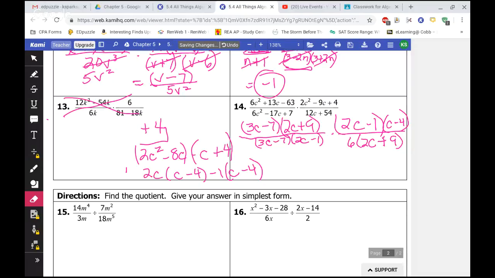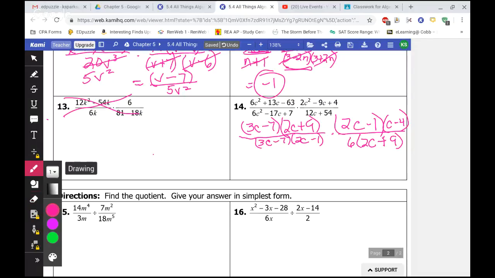So now all my factoring is done. I'm going to see what I can cancel, or what would factor out ultimately. And remember, I can factor vertically or diagonally. So things on the first one, if I can cancel anything out, the 3c minus 7 cancels with the 3c minus 7. I've got a 2c plus 9 on the bottom of the second one, and vertically I've got a 2c plus 9 at the top.